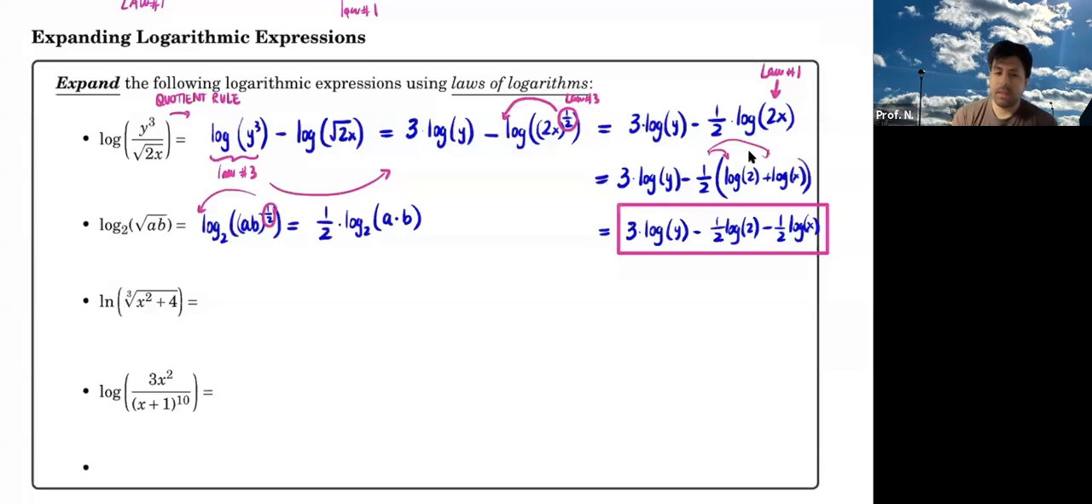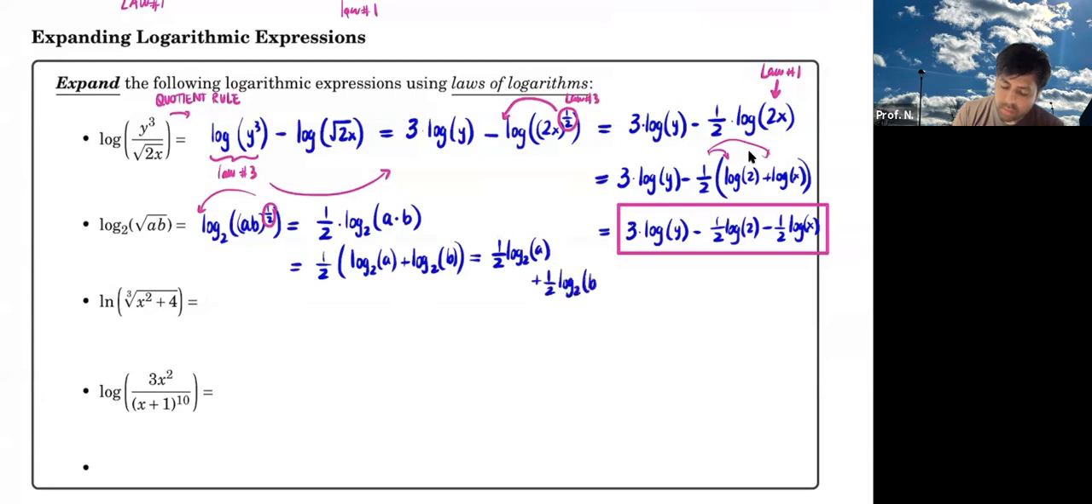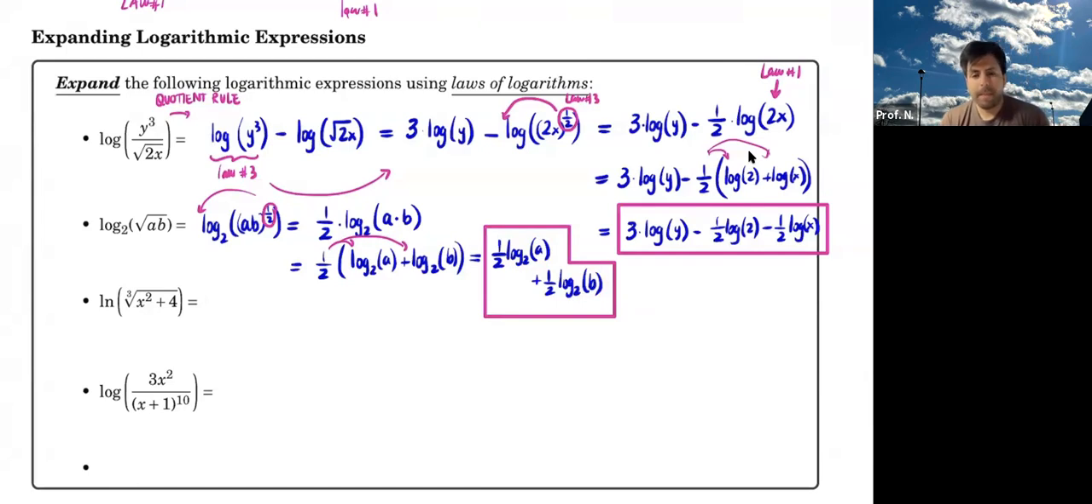But A times B is another product. So because it's a product, I can split this up and make sure I put the 1/2 in front. So I get log base 2 of A plus log base 2 of B. And that equals 1/2 log base 2 of A plus 1/2 log base 2 of B. Okay? And that's it. I can't do anything further because each logarithmic expression just has a single variable in it, so I can't do anything else. So we're done with this.